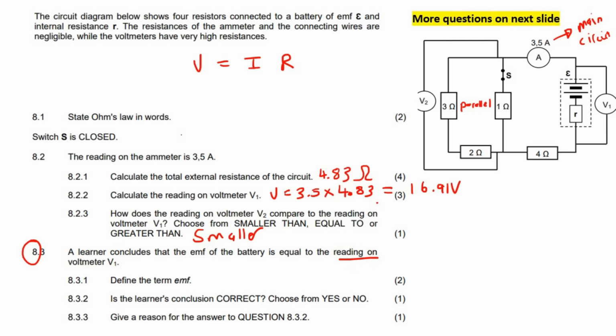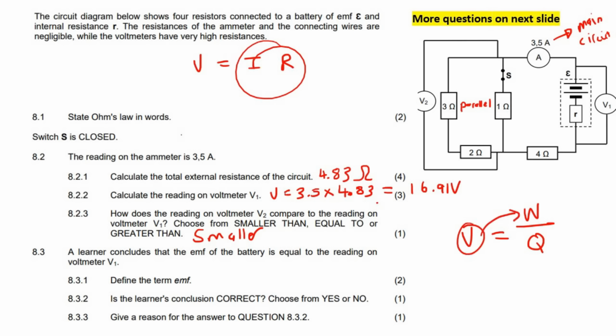Okay, so let's have a look. So it says define the term EMF. Well, to understand the definition of EMF, you need to remember one of the formulas for volts. We know volts is equal to that, but there's a different definition. It's equal to the amount of energy per charge. So voltage is the amount of energy per Coulomb of charge.